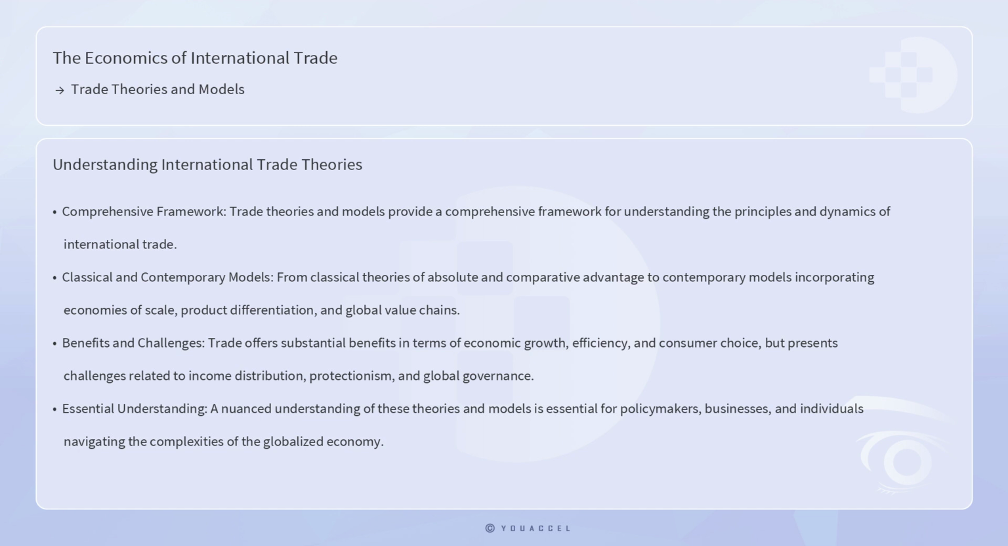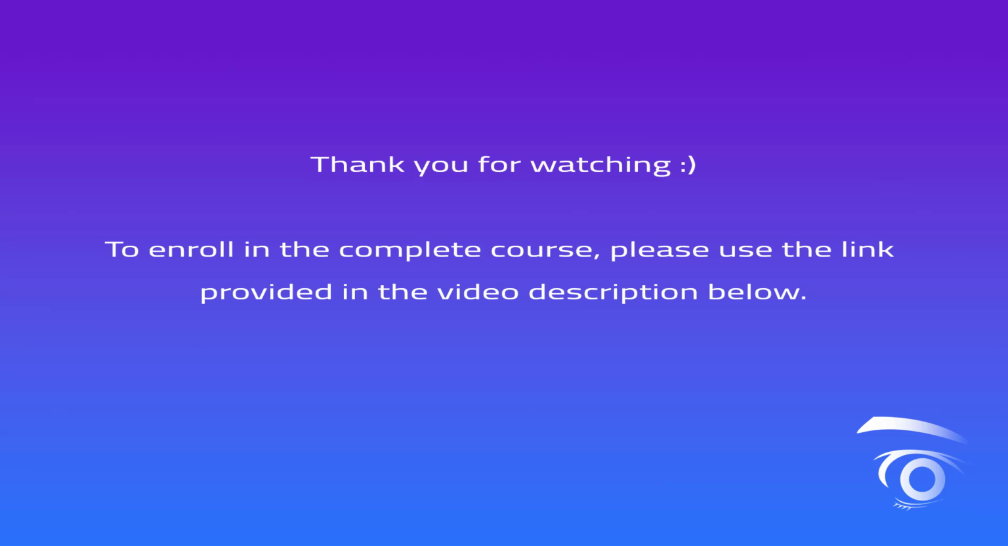A nuanced understanding of these theories and models is essential for policymakers, businesses, and individuals navigating the complexities of the globalized economy. This concludes the lesson.